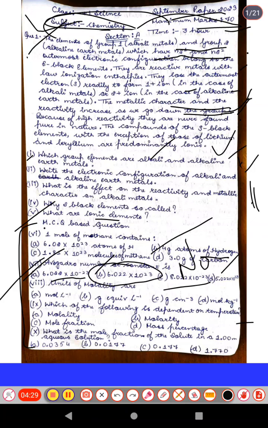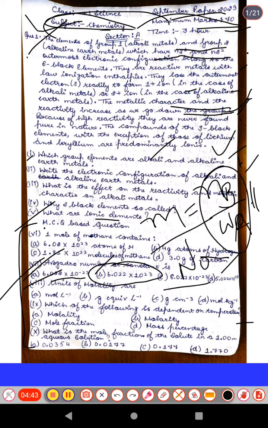Okay. So next is the MCQ question: unit of molality. Molality is denoted by the symbol small m. It is defined as the number of moles of solute dissolved in the weight of solvent in kg. So you can find the unit easily. Let's see the options. First option is mole per liter. Second is gram equivalent per liter. Third is gram per centimeter cube, and last is mole per kg. So the correct answer is mole per kg. D option is the correct answer.